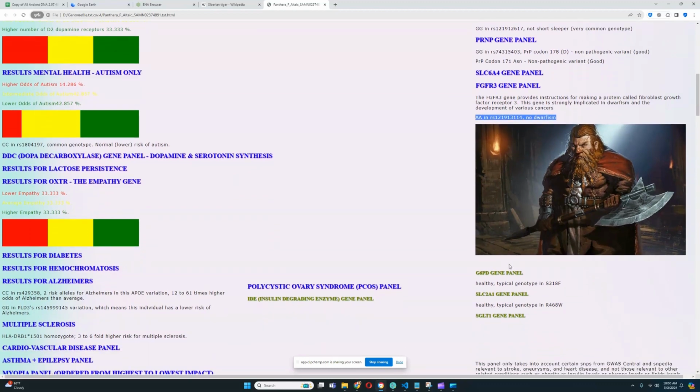Really good to see. Healthy genotype in this variation of G6PD. I don't even remember what that does. Healthy genotype in this variation of GLUT1 (SLC2A1). I don't even remember what that does either.